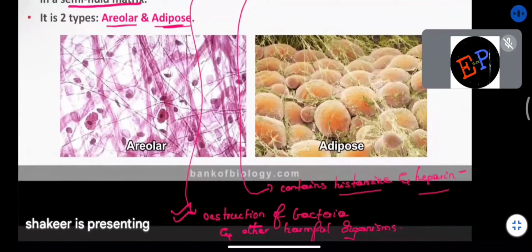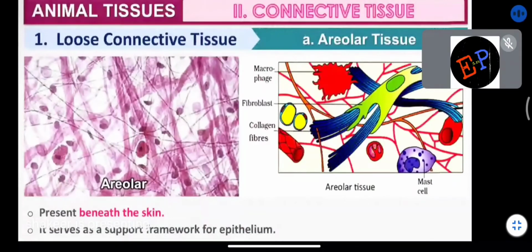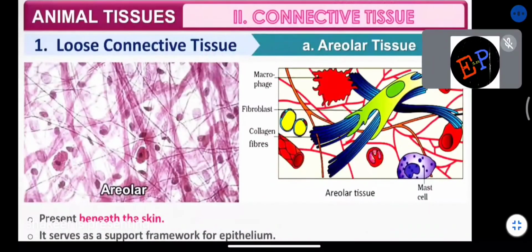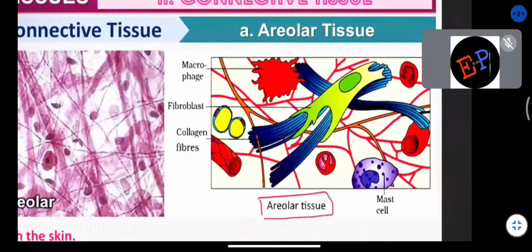If you ask what is the function of macrophages, what is the function of mast cells? Now let us see. So areolar tissue. In the figure you are able to see this areolar tissue. These are the different parts which are present in this areolar tissue. This is how the macrophage appears, which is responsible for protection against harmful organisms. And this is the fibroblast.